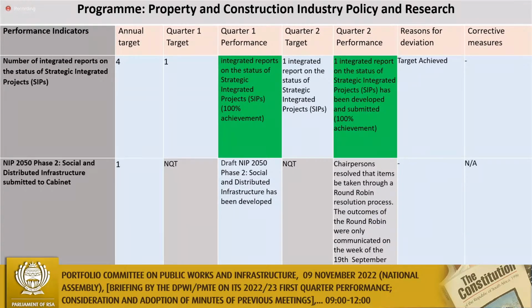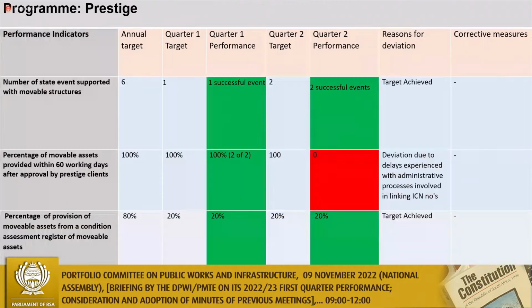And then we've got the National Infrastructure Plan 2050 Phase 2, which speaks mainly on the social and distributed infrastructure, and the intention is to submit to cabinet by the end of the financial year. Although it's not a Q1 target again, we've already started on the draft of the NIP 2050, and that is also part of the consultation that we, throughout this process, will be moving towards the intention to submit to the minister, who will then submit that to cabinet.